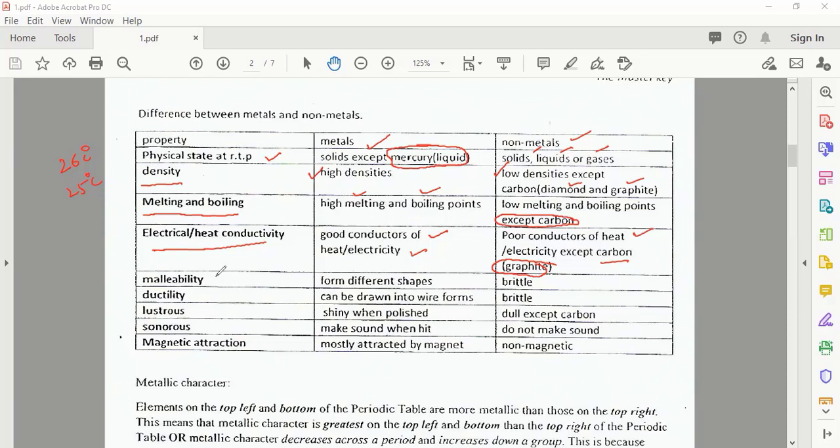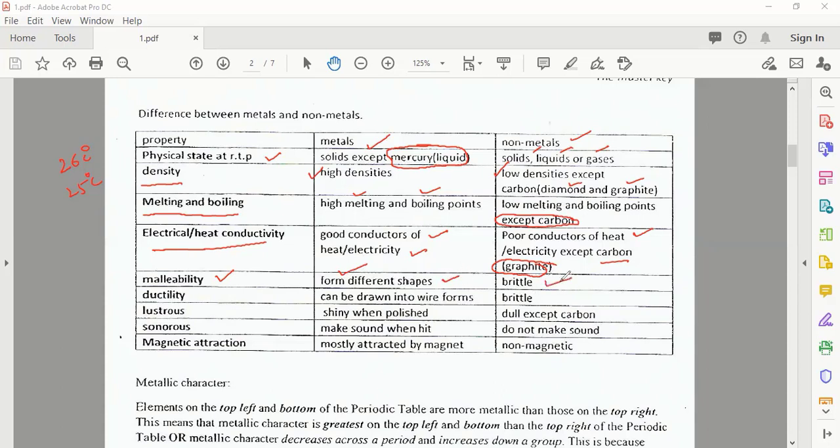After that, malleability. Malleability means you can convert them into different sheets. For example, you have an iron piece. If you compress it, you can convert it into different sheets. So metals are malleable. Malleable means they can be converted into different sheets.